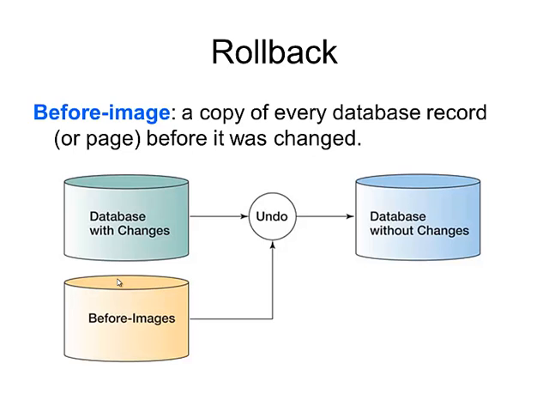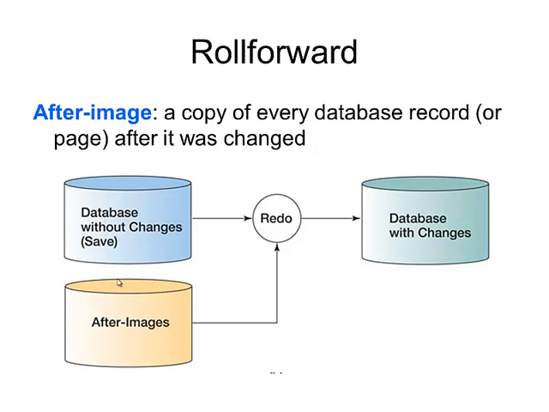This figure shows the rollback process, an undo process that will return the database to what it was before the change. This figure shows the roll forward, where a redo process will provide the records of the database after changes.